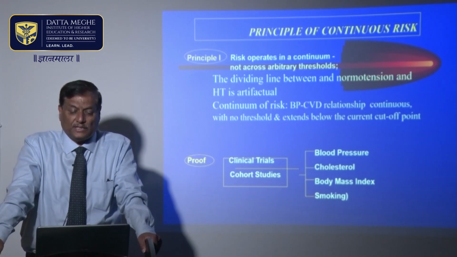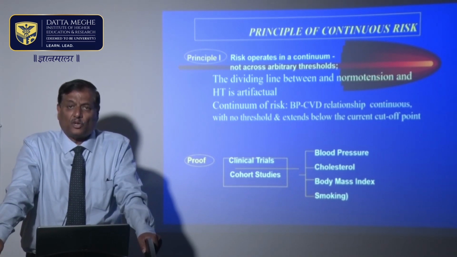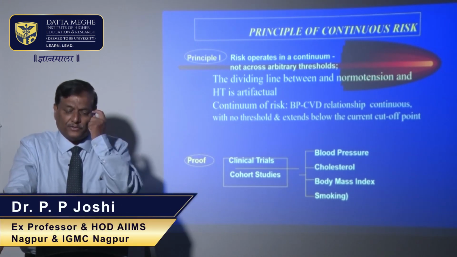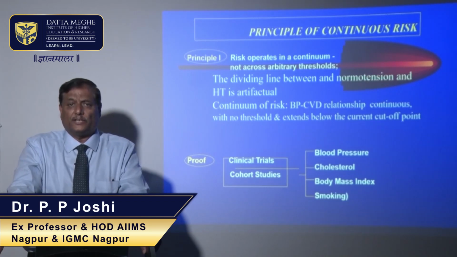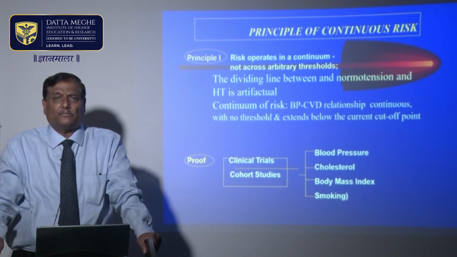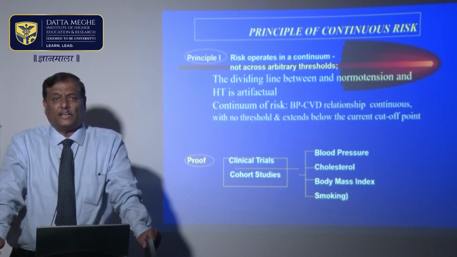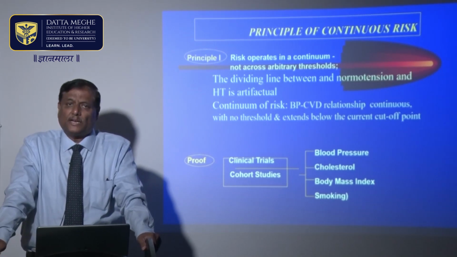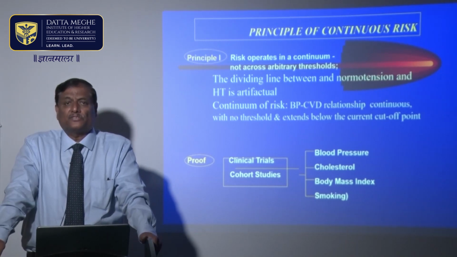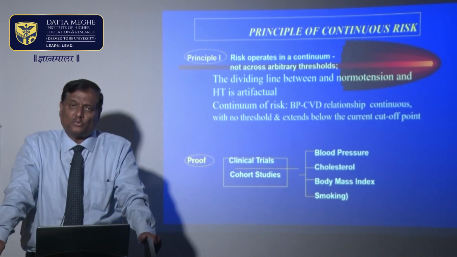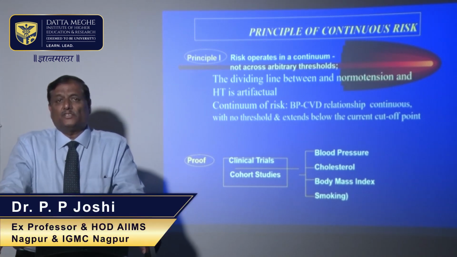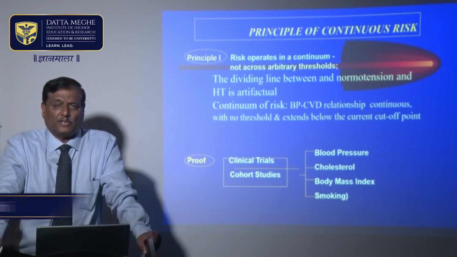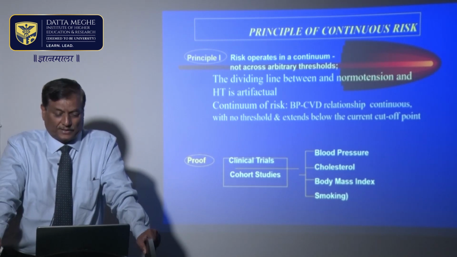One should remember that risk operates in a continuum and not across an arbitrary threshold. The relationship between blood pressure and cardiovascular risk is continuous, and it increases in a linear fashion as the blood pressure increases, and it extends well below the cutoff level of 130/80. And the Framingham data has clearly shown that 50% of the risk of developing a heart attack which is attributable to high blood pressure occurs in the range of blood pressure which is less than 140/90, which indicates that even blood pressure less than 140/90 can cause heart attacks and paralytic strokes.